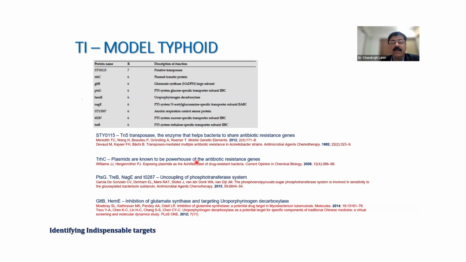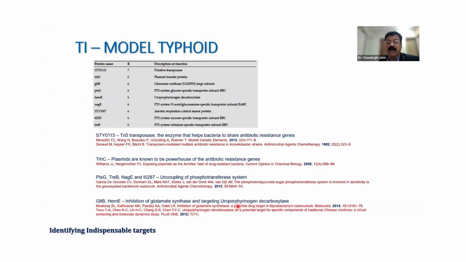So plasmids are known to be the powerhouse in 2008. Then PTSG, you see PTSG over here in the 6th quadrant, TREB, NAGI. So these are all there. This is TREB, this is NAGI. So this is the uncoupling of the phosphotransferase system, GLTB. And this GLTB is in the 6th quadrant. You can see this Hemi is here, okay? Perfluorinated decarboxylase. So these all are important proteins which people really need to target.